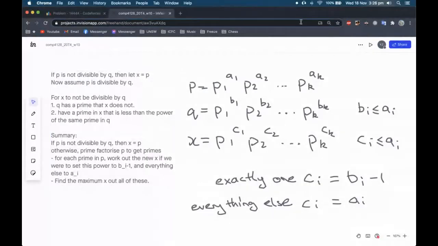Okay, so hopefully that makes sense. Are there any questions so far about this algorithm? I'll give you some time to type in chat if you have any questions. But hopefully this makes sense. Since we're trying to maximize x, we have to use these following conditions: set exactly one of them to be less than bi, and for the rest, we'll just set them to ai to make it the maximum possible.